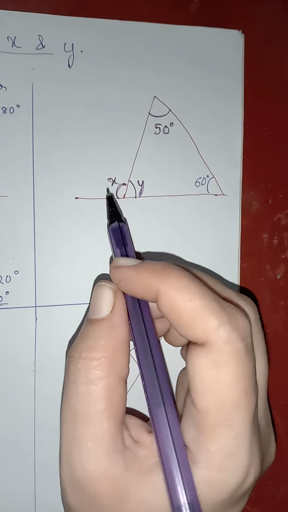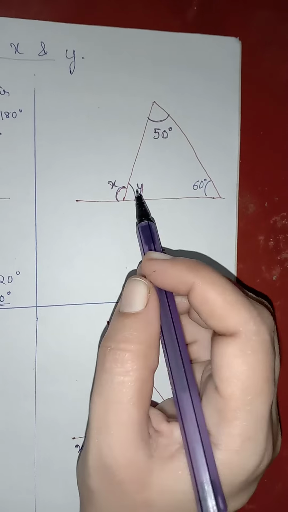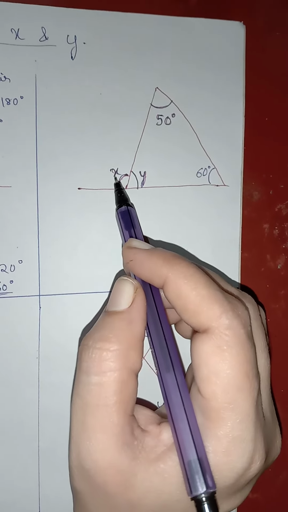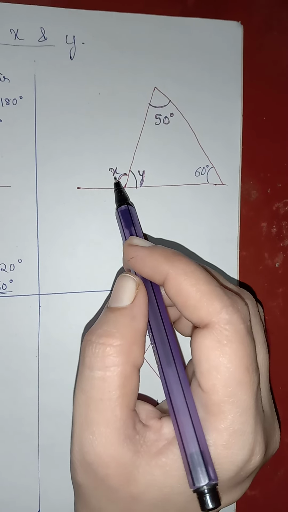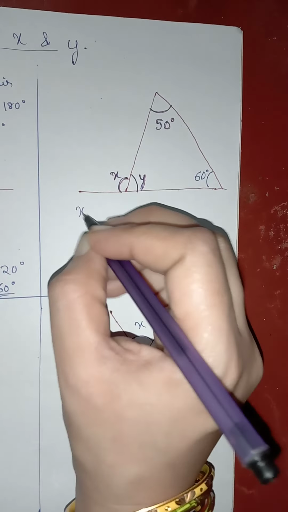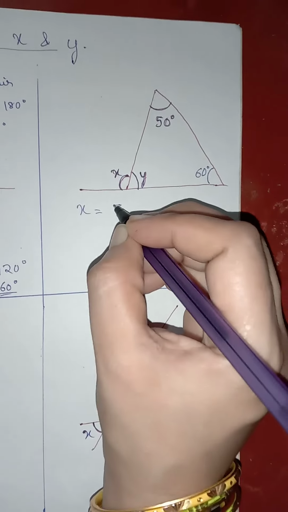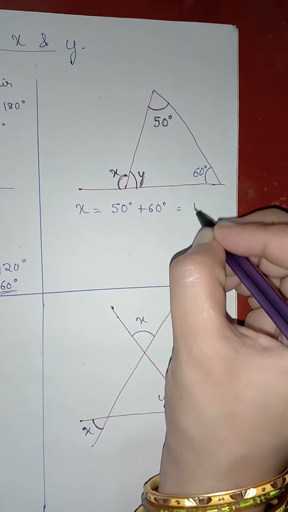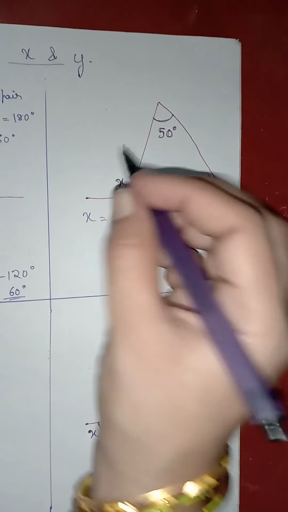See here. Here you have x, y, 50 degree and 60 degree. Now x is the exterior angle of the triangle. X is equal to the sum of interior opposite angles, 50 degree plus 60 degree. So x is equal to 110 degree.